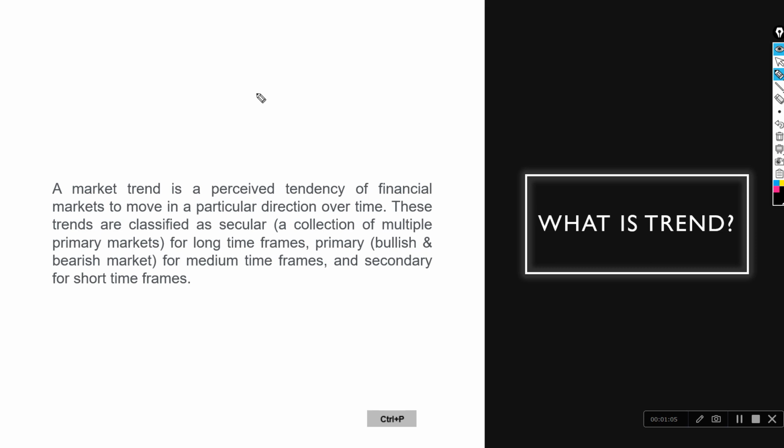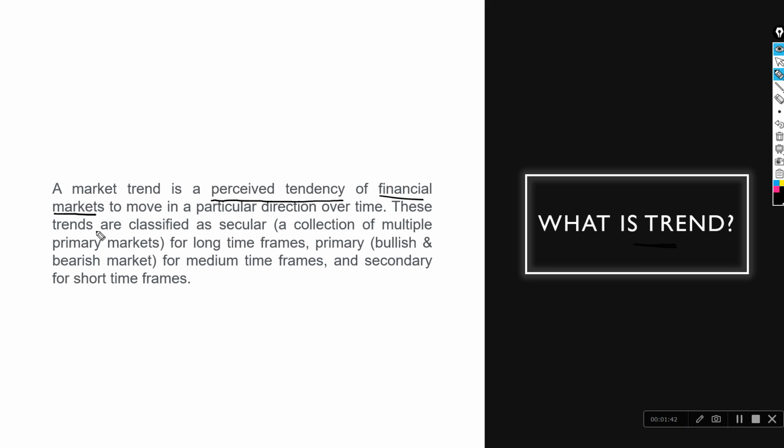Okay, so now let us begin by understanding what exactly a trend is. This definition here is what Google tells. But don't worry, because these definitions are only for you to understand what a trend is, because we don't actually define a market trend. So let me explain and help you understand. It says a market trend is a perceived tendency of financial markets. Let us understand these words here. So what exactly is a perceived tendency of financial markets?